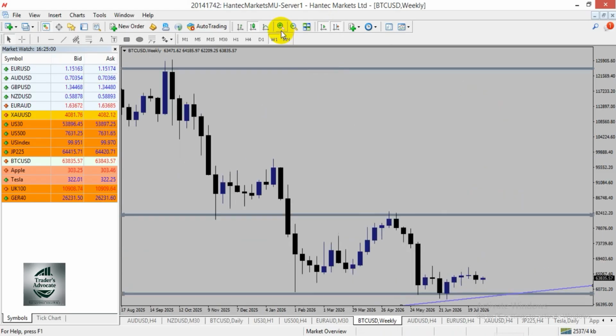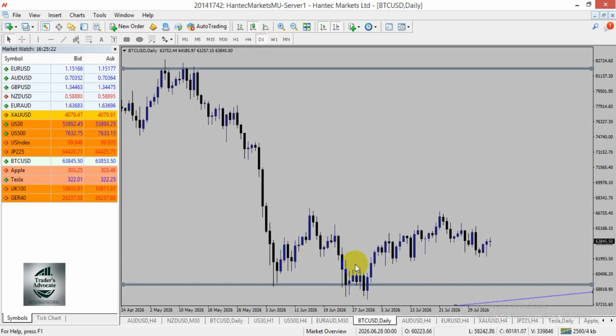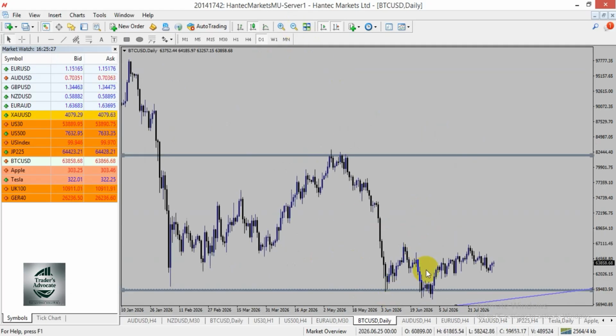And if I zoom in properly on the second leg of the double bottom, you will realize we also form another reversal chart pattern known as the inverse head and shoulder pattern. This is a left shoulder, this is a head, these are right shoulders. You see it properly on the daily time frame. Left shoulder, head, right shoulder. Left shoulder, head, right shoulder.